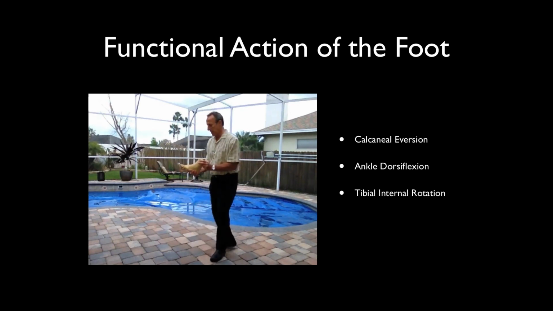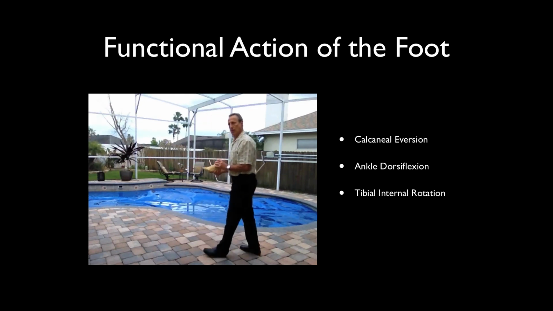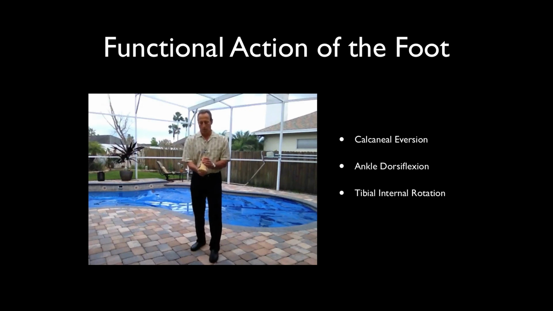If you look at it from the side, you're going to see the foot hit the ground. Dorsiflexion occurs as the hip goes over the foot. Look at it in this respect: foot hits the ground, hip moves over the foot, and we dorsiflex at the foot and ankle complex. So we have calcaneal eversion, dorsiflexion. That is going to cause tibial internal rotation.